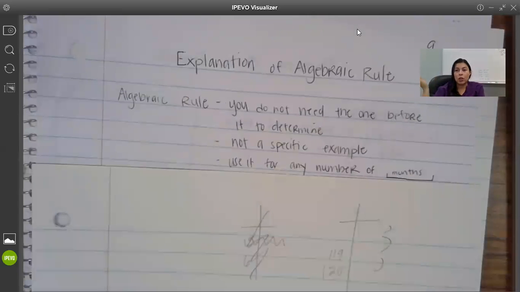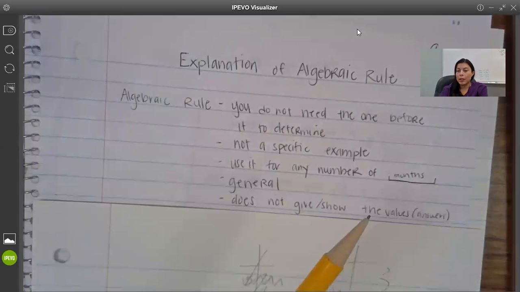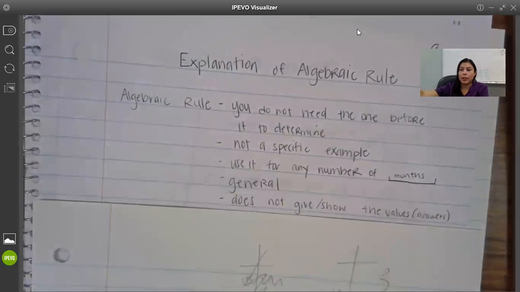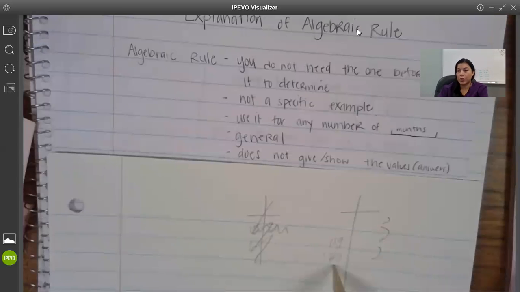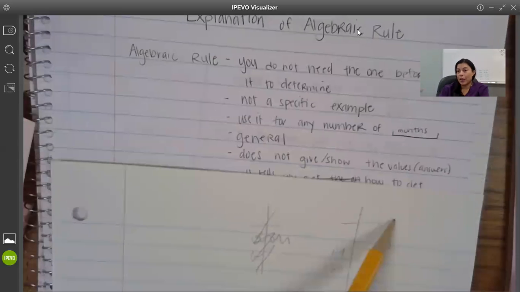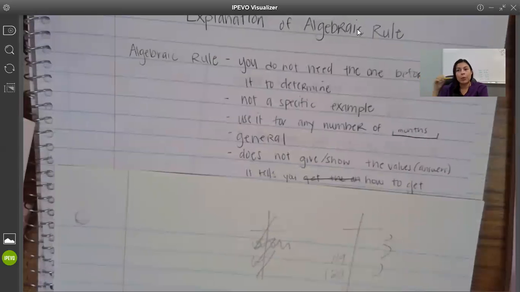When you write it, it shouldn't be for a specific example, like every time multiply 10 times 10 plus 28. No, that's for the 10th month, if your number of months were 10, but it should be for any number of months. It should be very general. One disadvantage with the algebraic rule is that it doesn't give us the values, like for 120 costs this much. It tells you how to get them, and that's why we need the algebraic rule, to be able to look for the pattern, to look for what's happening every time, and to write that in a way that makes sense to our peers.